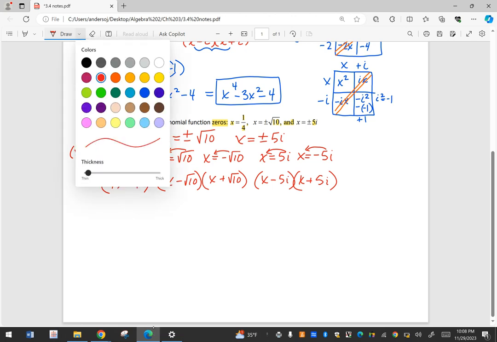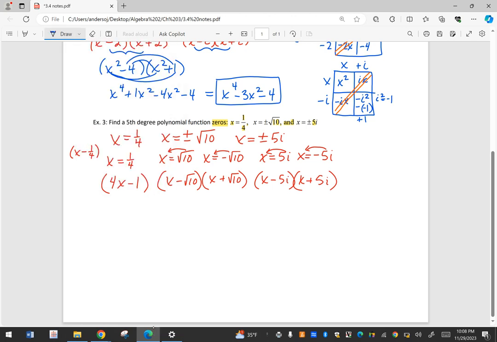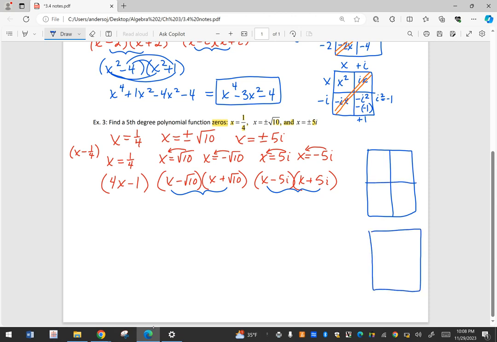Now, in the last problem, I mentioned multiplying like groups together first. So I'm going to take these two that are similar. I'm going to use the conjugates of those and multiply them together first. So I'm going to have one 2x2 box, another 2x2 box to use those. So I have x plus the square root of 10 and x minus the square root of 10.